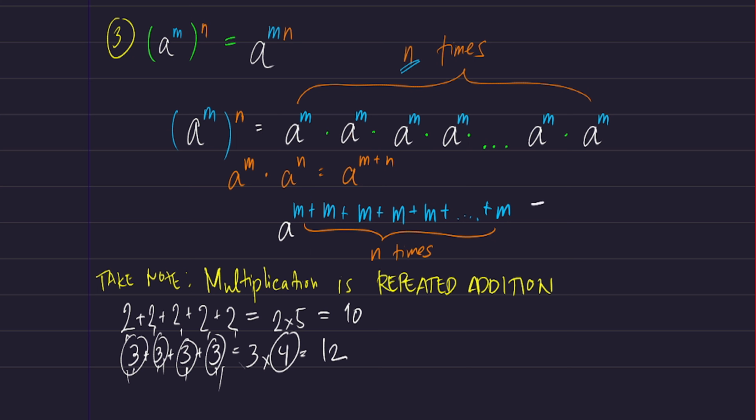Itong expression na to, n times kong inulit yung m. Therefore, this is m times n. Or, kung susundin natin yung format sa algebra, yung pagsulat, this is a raised to mn.